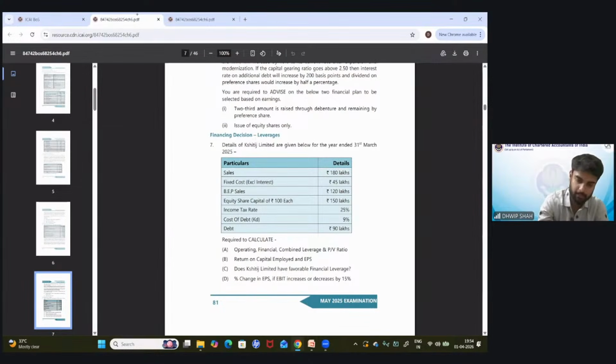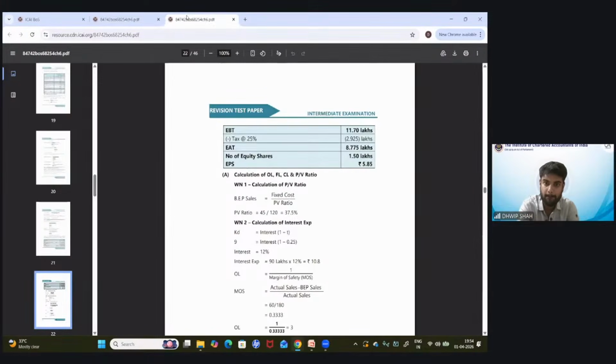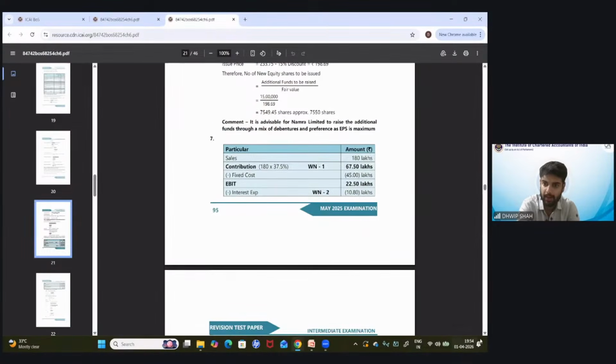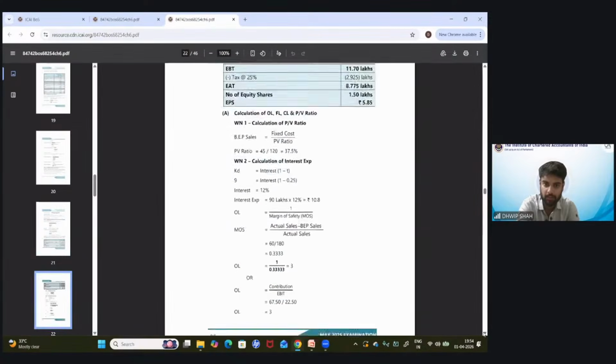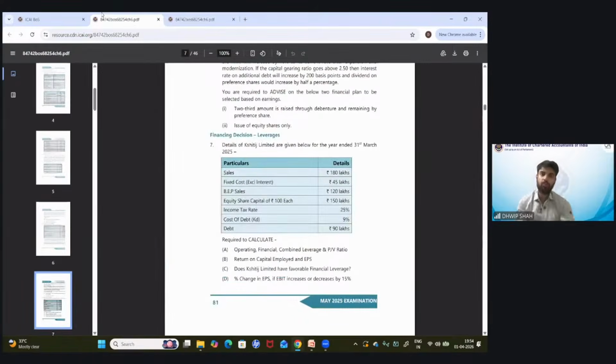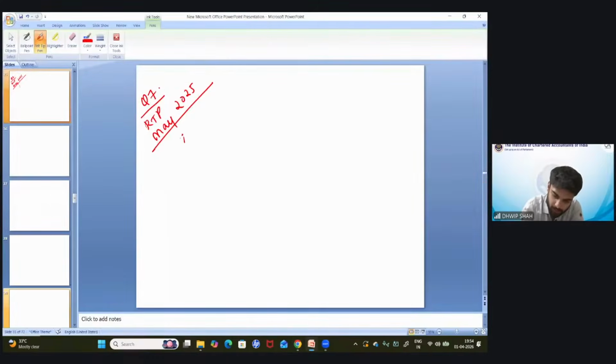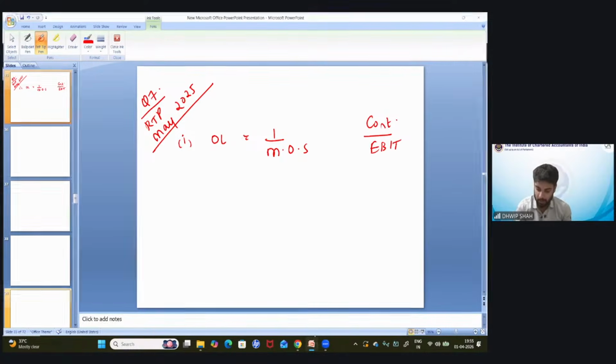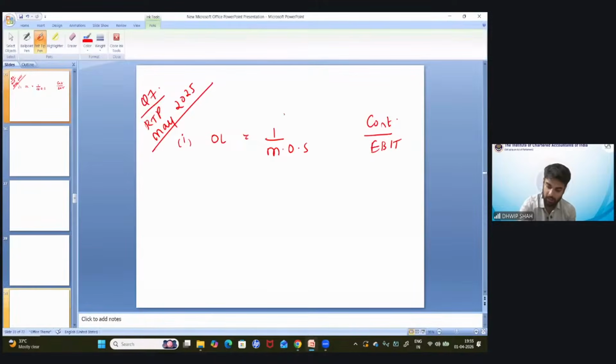Operating leverage is 1 divided by MOS. So let's start. Operating leverage. The formula is either 1 by MOS or contribution upon EBIT. Here I will use 1/MOS. Why would I prefer this formula? Because they have given BEP sales, so I can easily find the margin of safety.